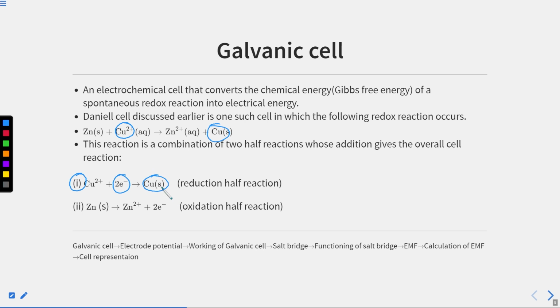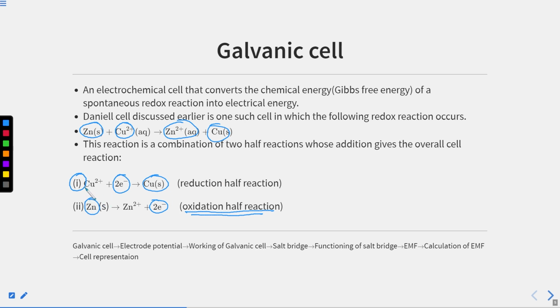And this is the reduction half. Similarly, we have the oxidation half, in which we have Zn solid, meaning zinc metal we have taken, and this zinc metal is going into the solution, which is aqueous in nature, and again we are getting a salt of zinc, which is dissolved in water. And here you can see that this Zn is giving 2 electrons. So it is an oxidation half reaction. So you must understand what a reduction half reaction and an oxidation half reaction are.